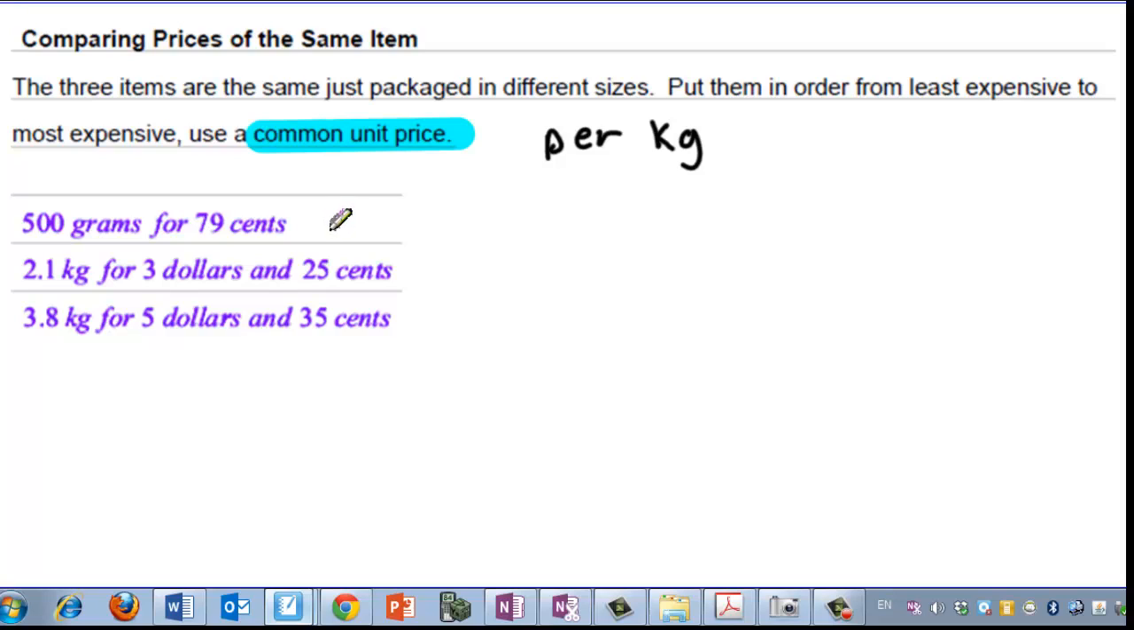When buying 500 grams for 79 cents, it's going to be easier for us to change this into kilograms. Since 1 kilogram is 1,000 grams, 500 grams is just half of 1 kilogram. So multiplying this cost by 2 is going to tell us the price for 1 kilogram, which works out to be 79 cents times 2 for a grand total of $1.58 per kilogram.